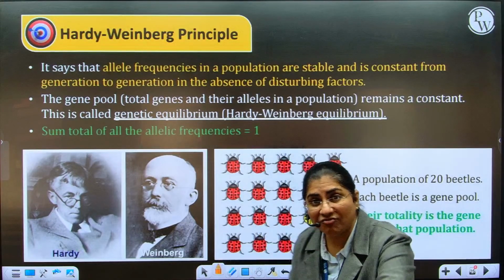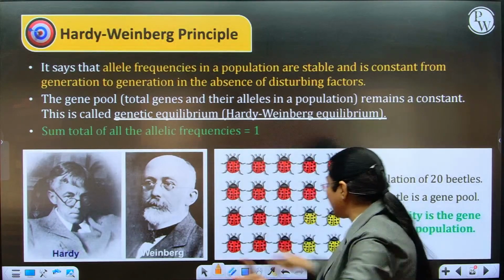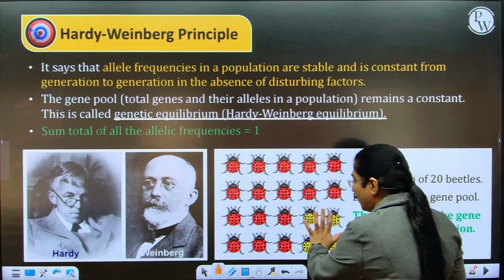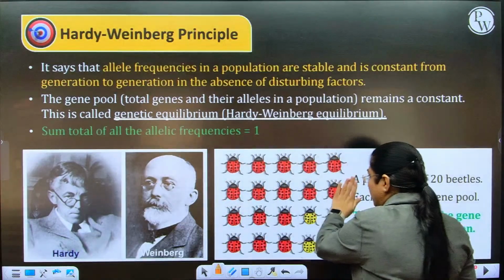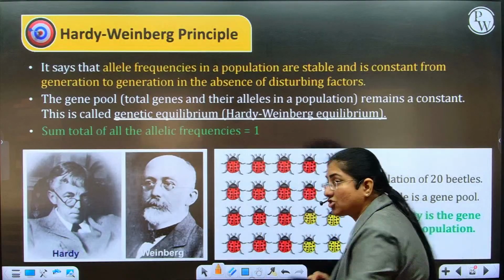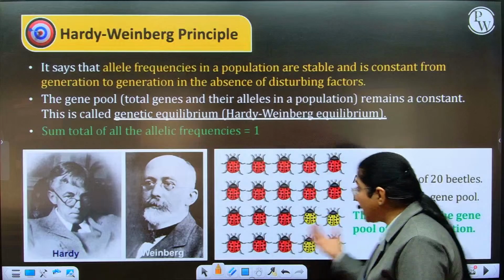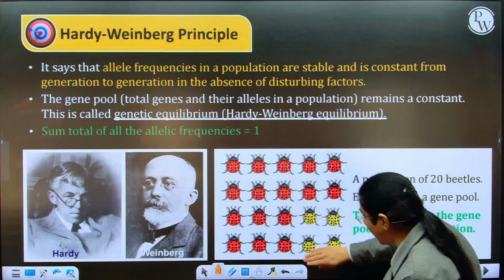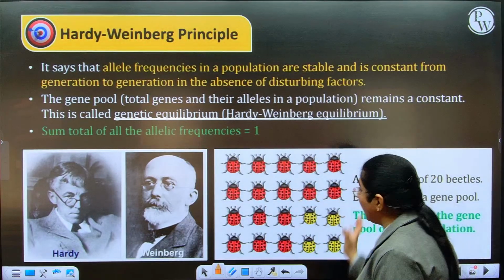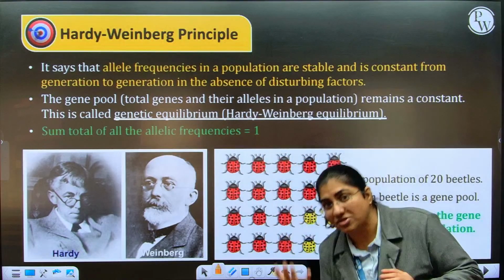However, if there are factors which will affect this allele frequency, this is one frequency of allele, this is another frequency of allele. If the allele frequency keeps on changing, or there are factors which will affect the change in the allele frequency, say the red number increases and overpowers, the yellow reduces, there's a change in the allele frequency. Yellow increases, red reduces, again a change in the allele frequency.